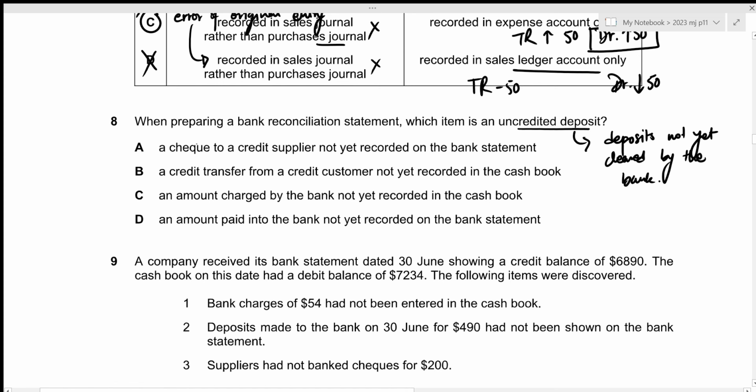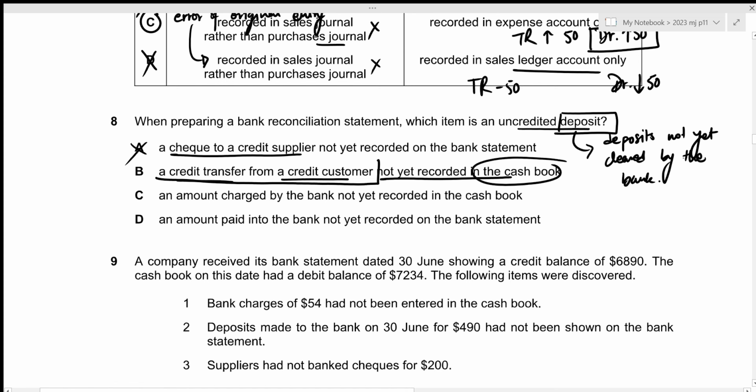For the first option, we have a check to a credit supplier. We're talking about a deposit, and a check to a credit supplier would mean that there is a payment. So this is incorrect. The second one is a credit transfer from a credit customer. So this is a receipt not yet recorded in the cash book. The first part is correct because we're talking about a deposit, and this is not yet recorded in the cash book. But we're only talking about deposits not yet cleared by the bank. So the second option is also incorrect.